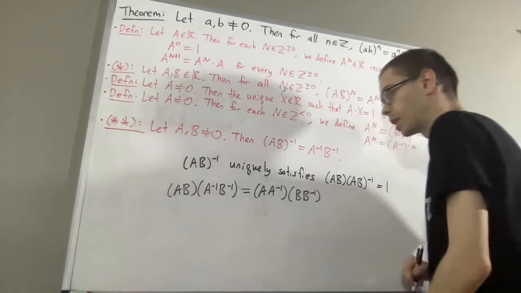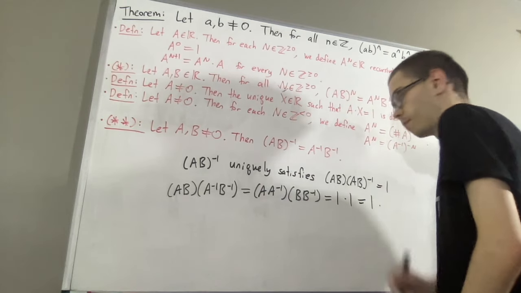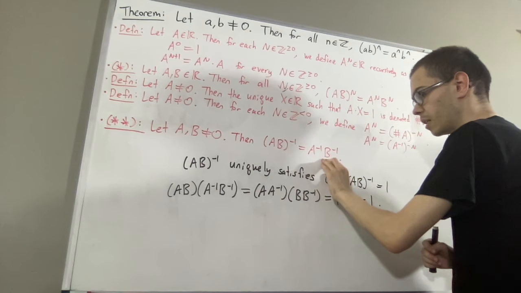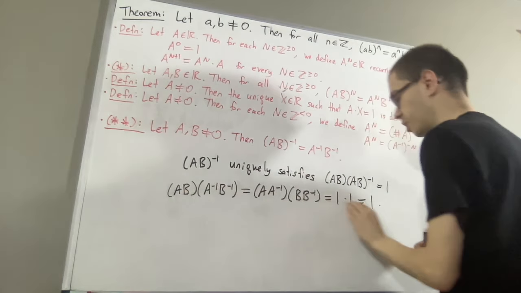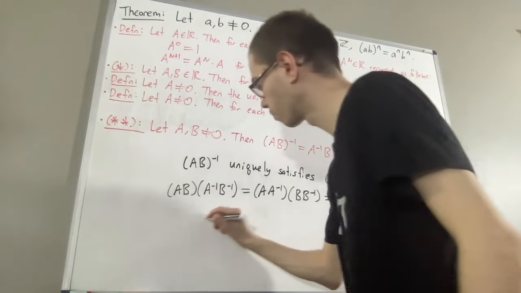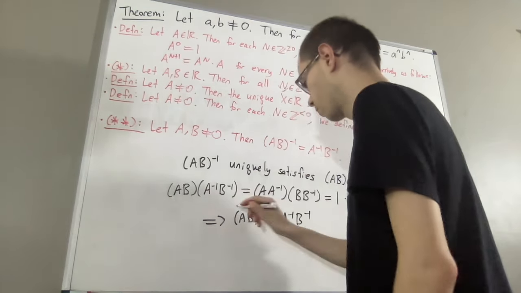But then, by definition of the reciprocal, a times the reciprocal of a is 1, b times the reciprocal of b is 1, and 1 times 1 is equal to 1. So now we see that the reciprocal of a times the reciprocal of b satisfies this property. It satisfies the same property as reciprocal of ab, which means they must be equal. So that's it. Now let's get into proving this theorem.